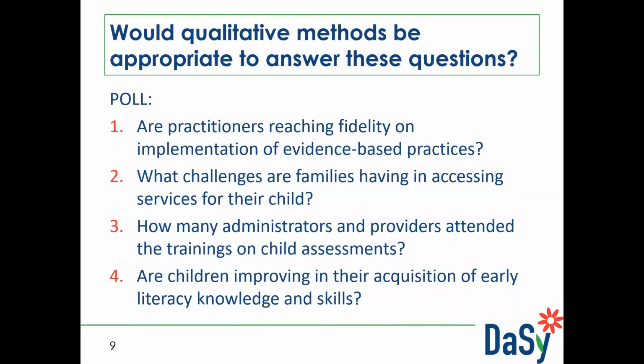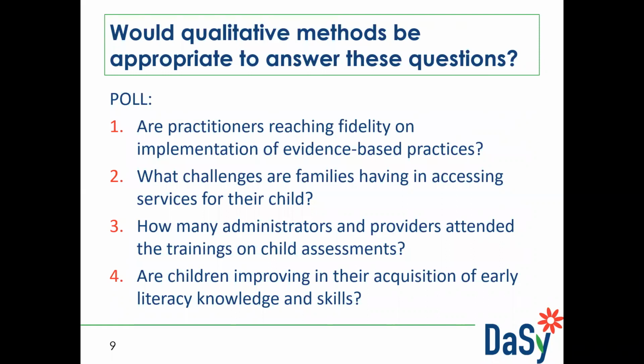Okay, so the third question, how many administrators and providers attended the training, had the lowest response. And I would agree that probably a quantitative method, like an attendance sheet where you just count up how many people, is probably an easier strategy. Most people selected, 92%, the second one, what challenges are families having in accessing services for their child? I would agree that that is a great place for qualitative methods.